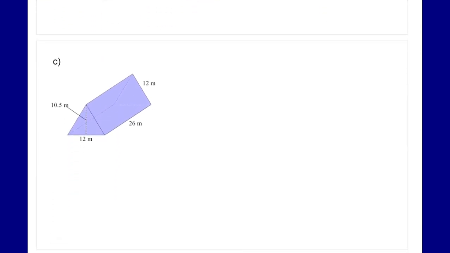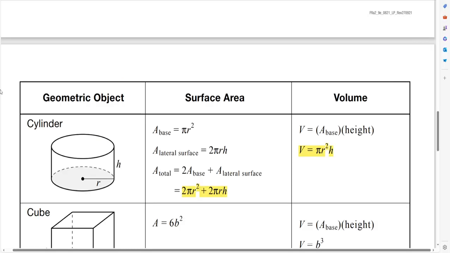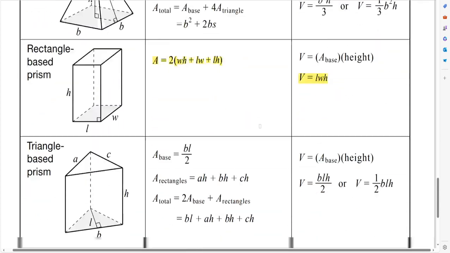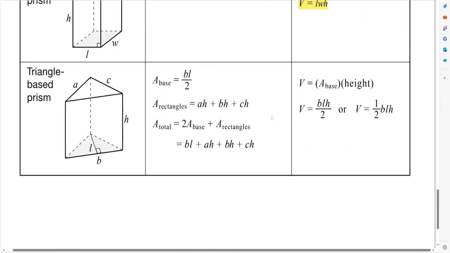Last one, a triangular prism or triangular base prism. So I'm going to go to my formula sheets and scroll down to a triangular base prism. There's a lot there, but I'm going to go to the very last one. Area of the total is base times length plus A times H plus B times H plus C times H. And for volume, base times length times height divided by 2. So those are going to be my two formulas.